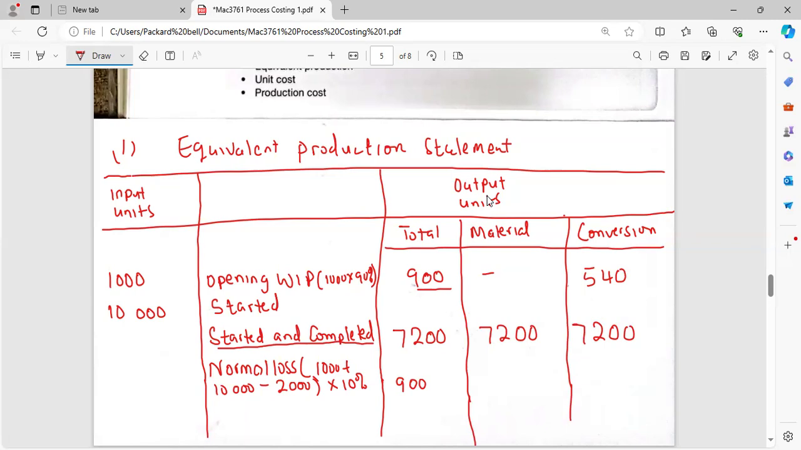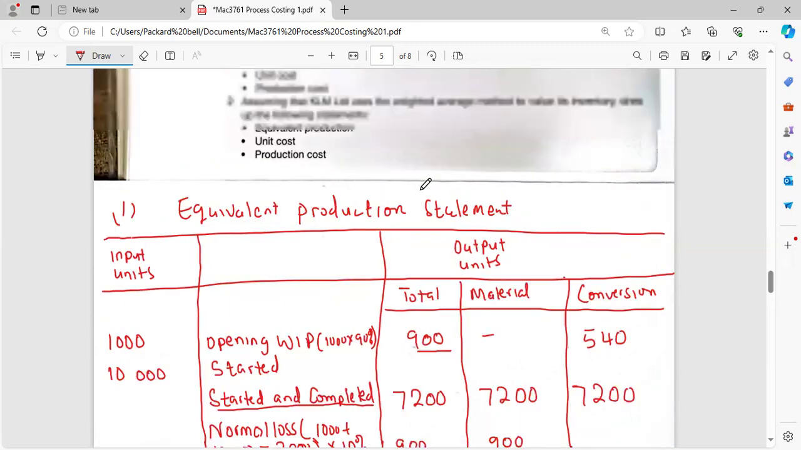So we have our normal loss of 900, right? In terms of material, remember, once it's fed into the process, it's 100%. So which means in terms of material, it's going to be 100% complete. We put in 100% of the material into the process. Then on the conversion cost, remember, we're dealing with a normal loss. This is a normal loss that you are dealing with.